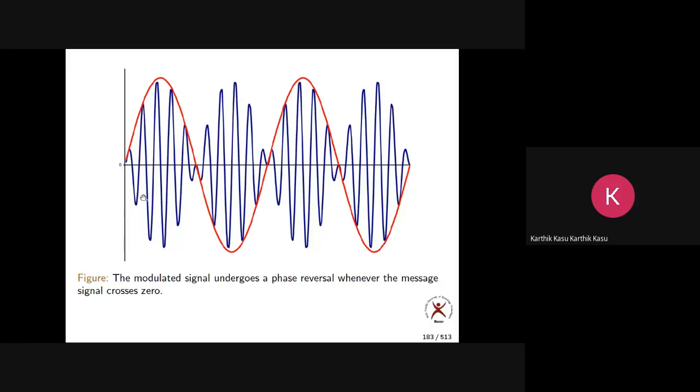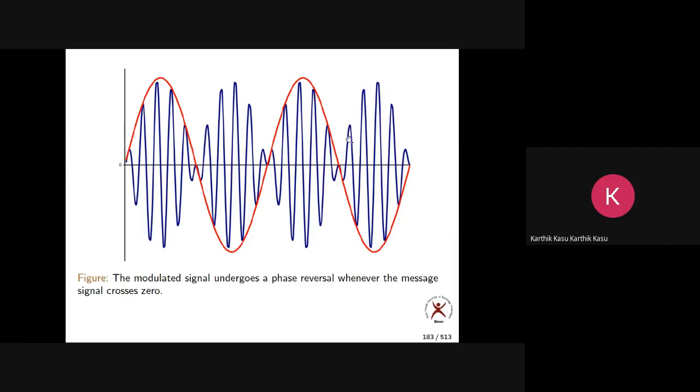Now one important thing we must observe here is, this is a message signal. This is a carrier signal, I mean modulated carrier. The blue color is carrier, carrier means modulated carrier. This red color is message signal.